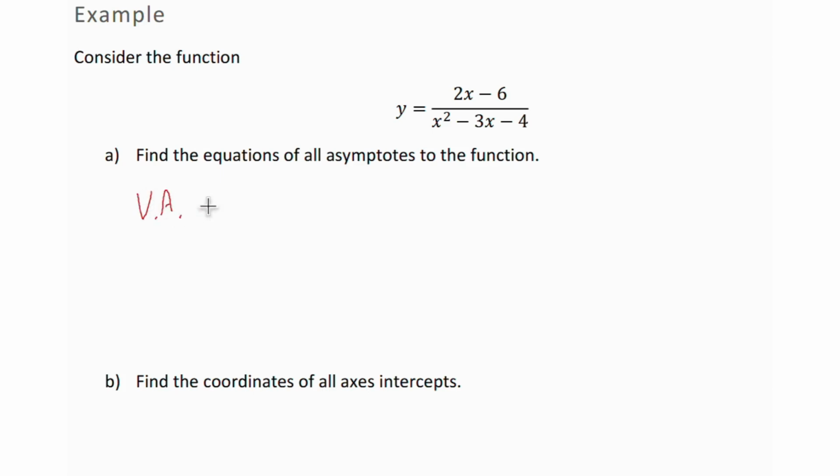So vertical asymptotes, as always, occur when the denominator, which in this case is x squared minus 3x minus 4, is equal to 0. Given that is a quadratic equation, we need to solve the quadratic equation, which we're going to do by factorizing. We can see that it's minus 4 plus 1, which means we have two vertical asymptotes, so x equals negative 1 and x equals 4.